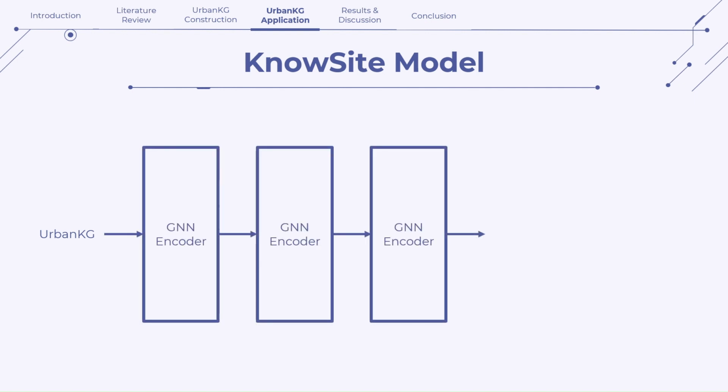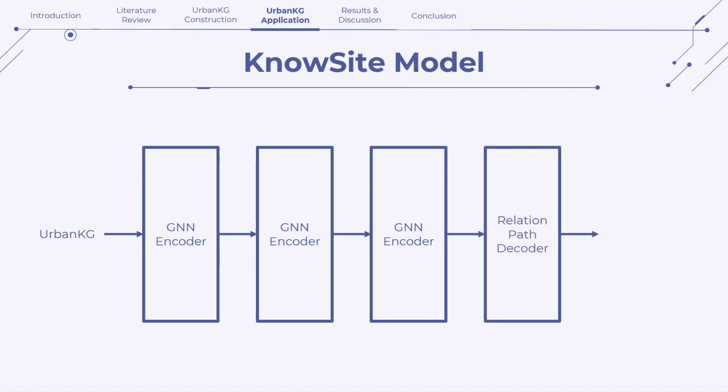It first passes these embeddings through 3 GNN-based encoder layers. The purpose of these layers is to convert task-agnostic embedding vectors into task-specific ones. To do this, each layer incorporates the influences of neighboring entities into each entity's embedding vector. The GNN-based encoder layers are modeled as message-passing neural networks.